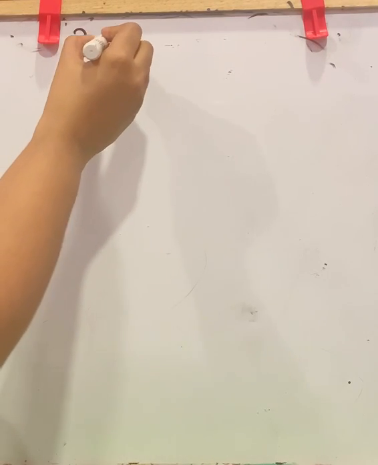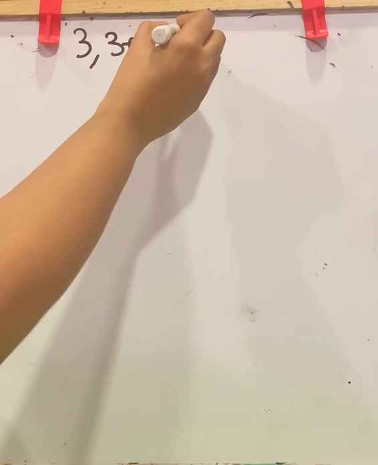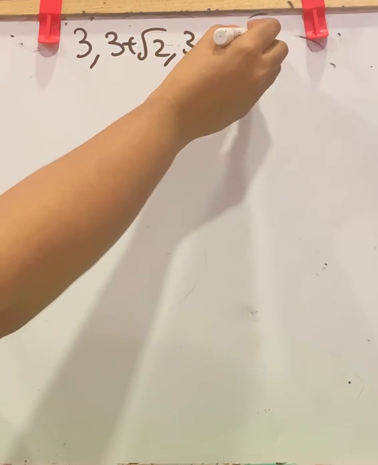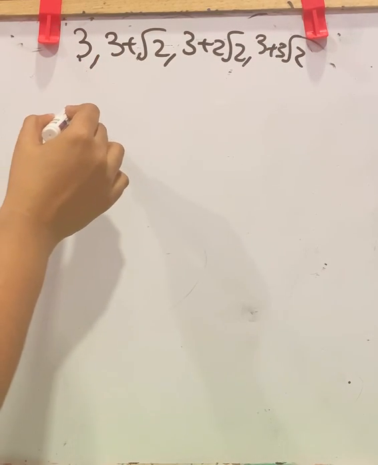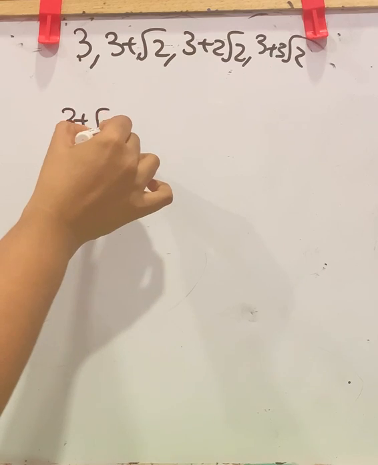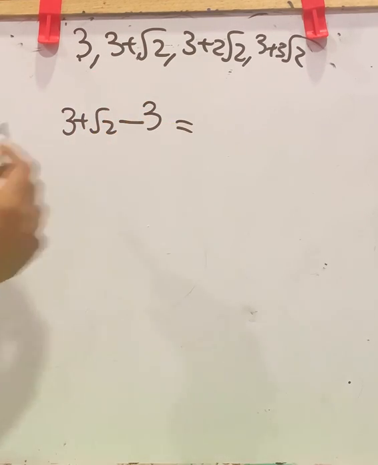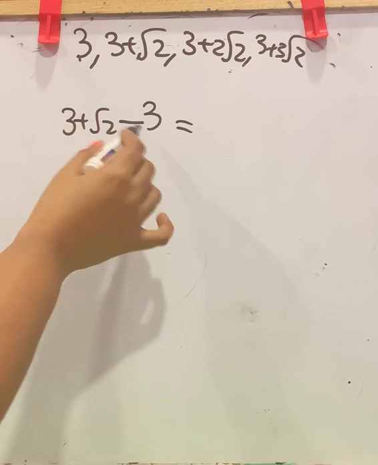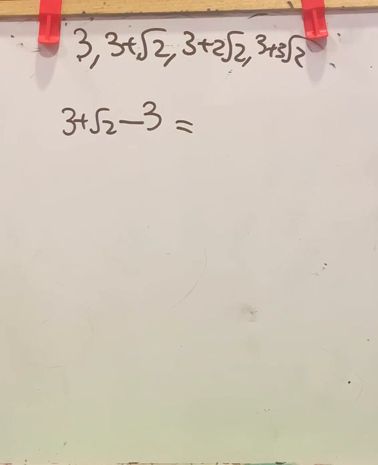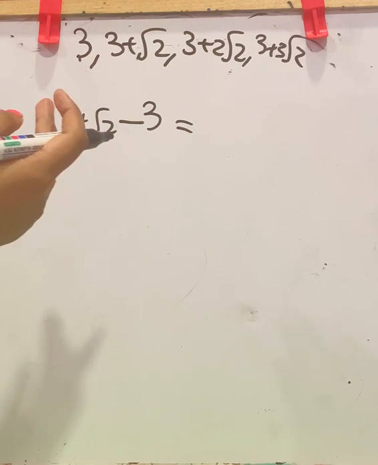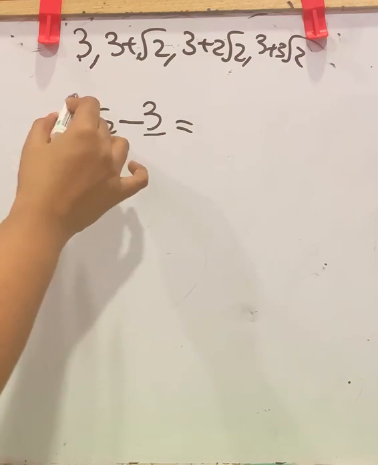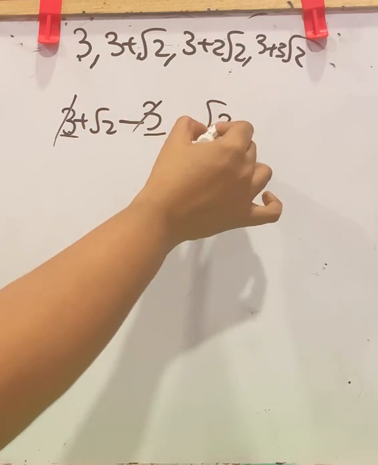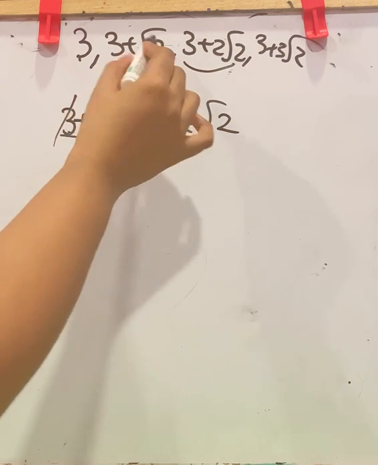Next, 3 plus root 2, 3 plus 2 root 2, 3 plus 3 root 2. First, A2 minus A1, we will find the difference. 3 plus root 2 minus 3. Here, root 2 is an irrational number. You can't do operations with rational numbers on it. You can only operate a rational number with another rational number. Now you can do operations with these whole numbers. 3 minus 3 gets cancelled. Result is root 2.